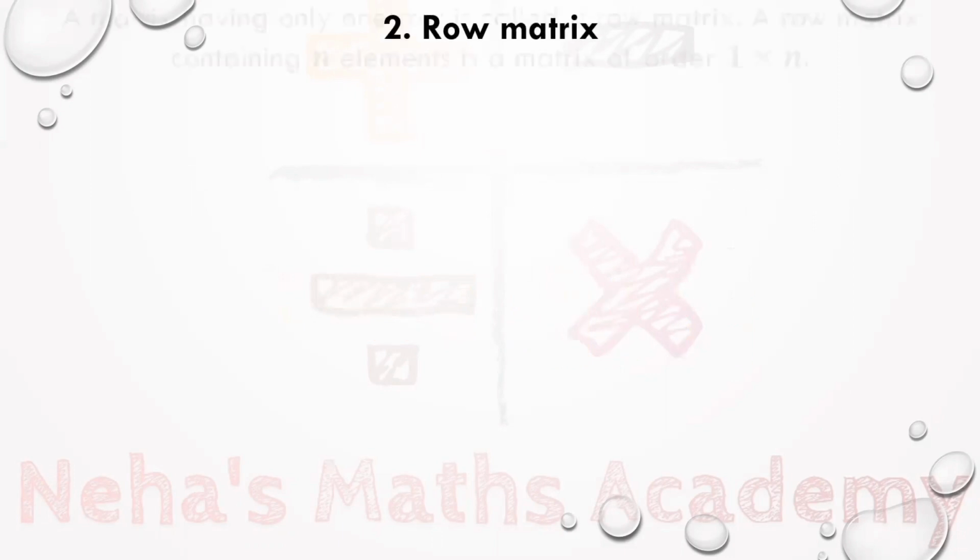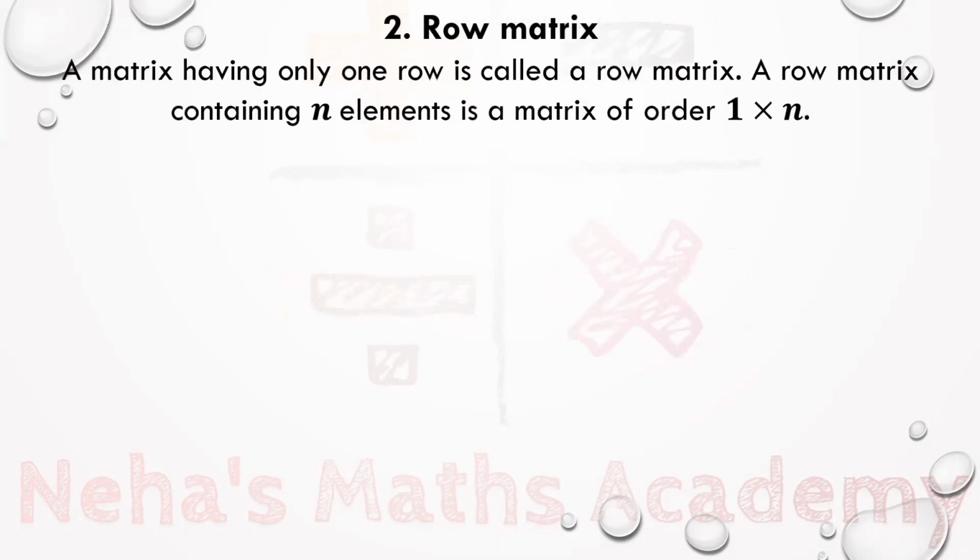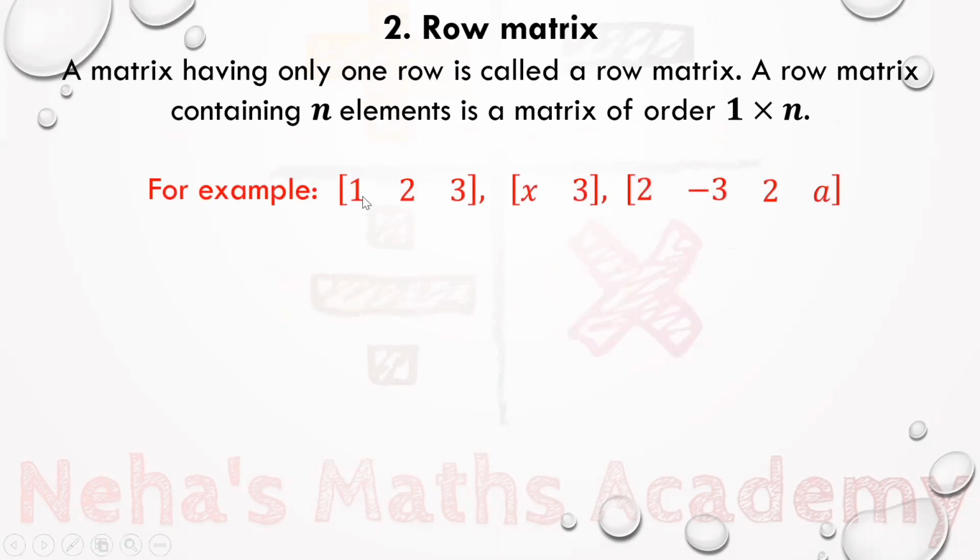Next is a row matrix. A matrix having only one row is called a row matrix. A row matrix containing n elements is a matrix of order 1 cross n. For example, in the first matrix, there are 3 elements, that is 3 columns, so it is a 1 cross 3 matrix. Similarly, the second is a 1 cross 2 matrix, and the last one is a 1 cross 4 matrix. That is, the order of this matrix is 1 cross 4.